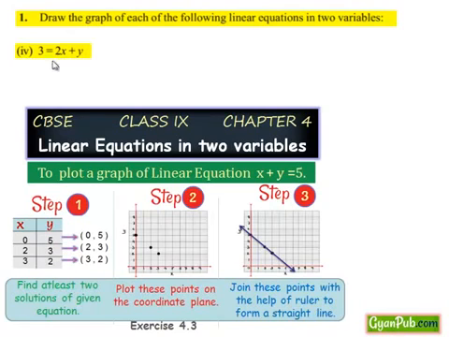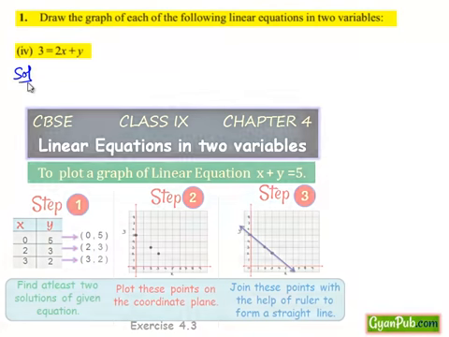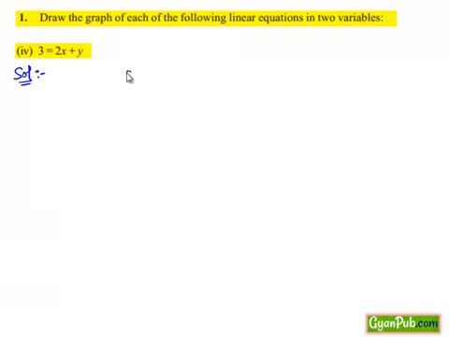Coming to the fourth bit, 3 equals 2x plus y. Moving on to the solution. Given equation is 3 equals 2x plus y, which is a linear equation in two variables x and y. We need to draw the graph of this equation.